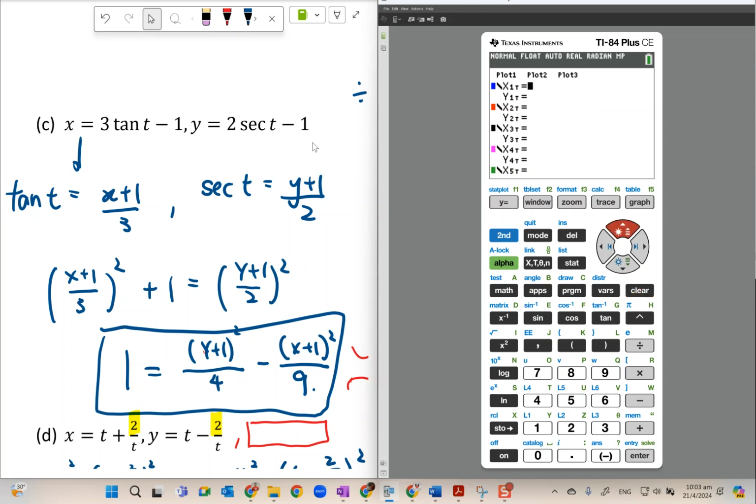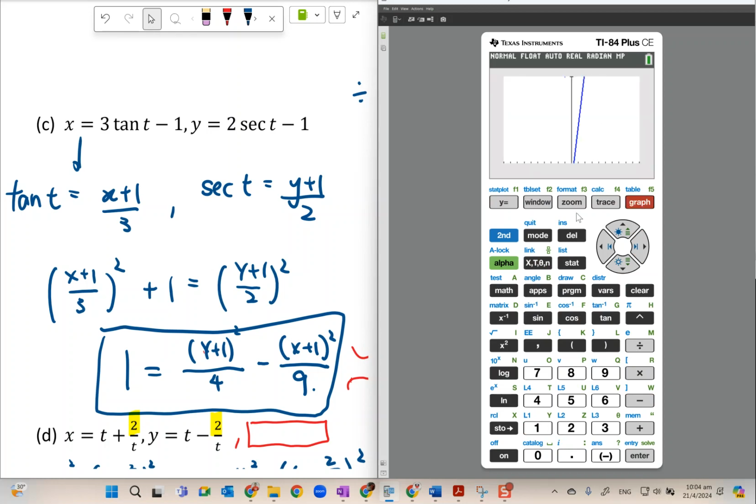Now x1 is 3 tangent t. So when you press this, the x here will become a t. Minus 1, as well as the other one will be 2. Now there's no secant function, so you yourself have to alpha y to make it a fraction. 2 over cosine. Don't screw up this part. Secant is 1 over cosine. T close, and then on the outside, you press -1. You press enter.